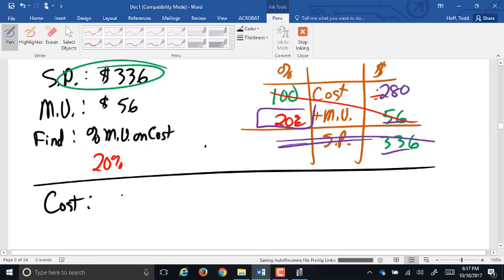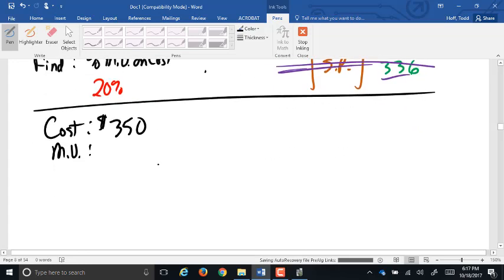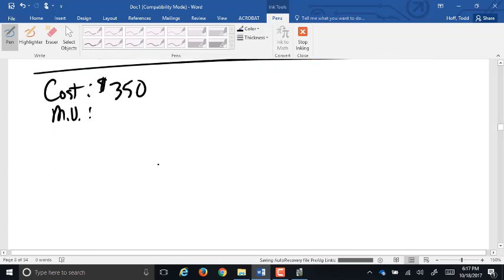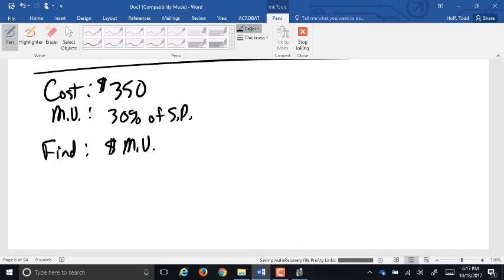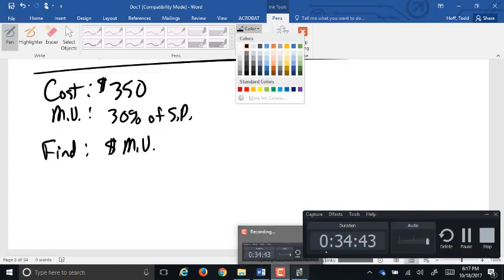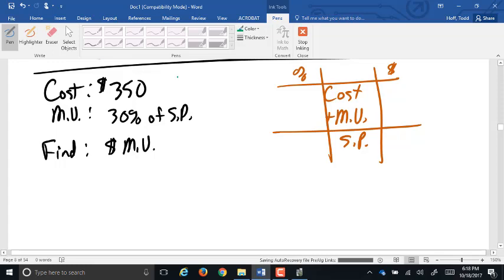Let's say our cost is $350. Our markup is 30% of selling price. Find the dollar markup. I'm going to give you a minute. So where's the 350 go? Dollar amount of cost. The 30.